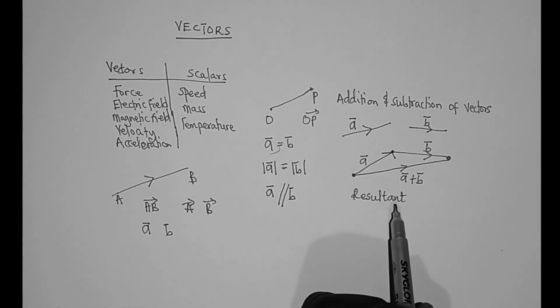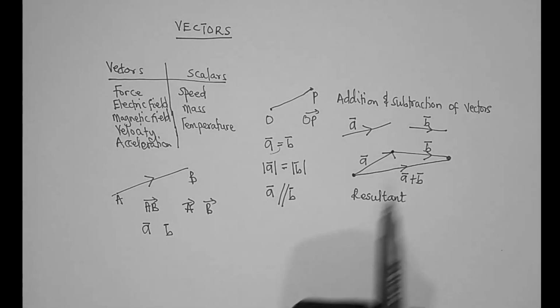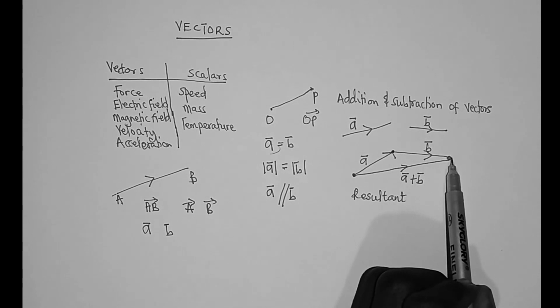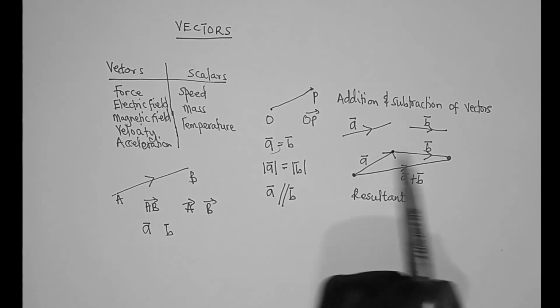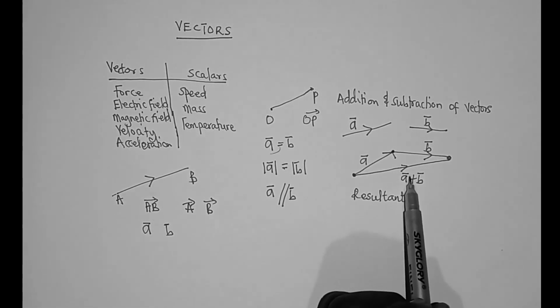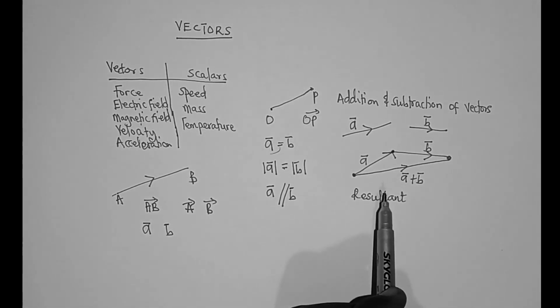And we always get the resultant vector when we complete the triangle. So vector A, vector B. To get the resultant vector, you have to complete this triangle by finding A plus B.